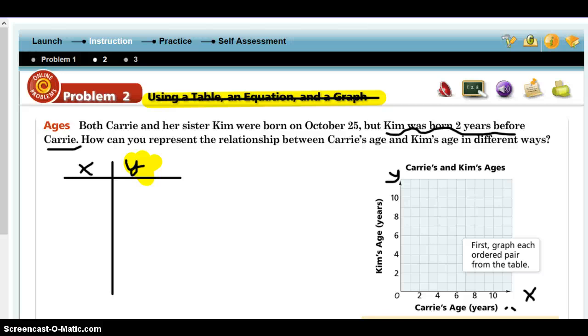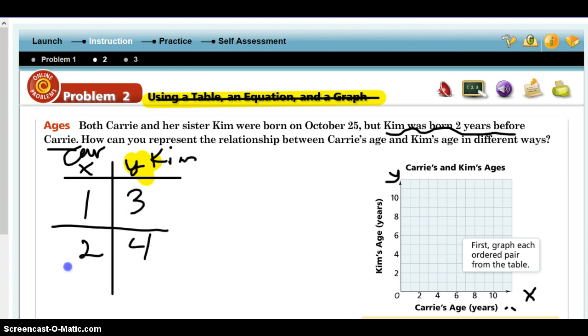So X is Carrie. Just going to write that down. And this is Kim. So if Carrie is 1 year old, Kim was born 2 years before, Kim is 3. If Carrie was 2, Kim is going to be 4. This is a lot of your families. If Carrie was, I'm going to skip some, and if she was 10, Kim is 12. Exactly. So that gave me a little chart here.